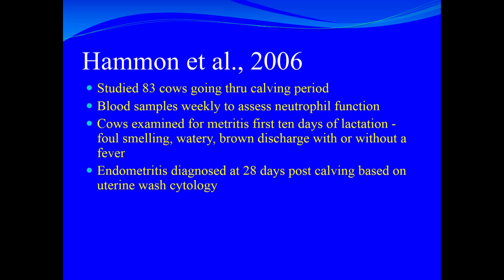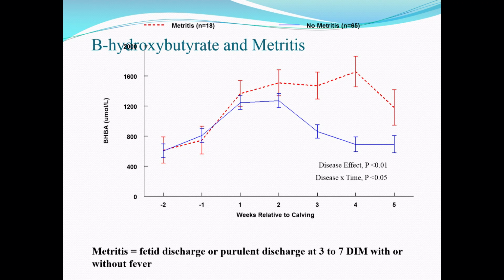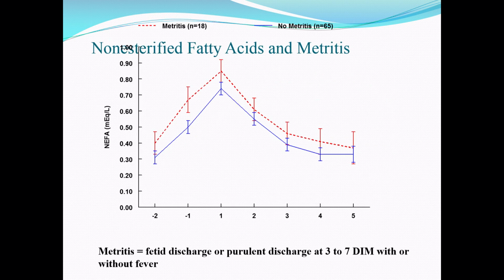Endometritis was diagnosed 28 days post-calving by uterine wash cytology. We could look at things like beta-hydroxybutyrate, and we see a nice rise in beta-hydroxybutyrate in normal cows, no metritis, and it comes down by about 10 days, 2 weeks into lactation. Cows with metritis, that level keeps going up and up and up. We all expect this. Cow doesn't feel good. She's not going to eat very well. Of course, she'll develop more ketones.